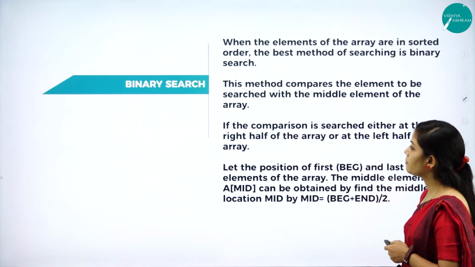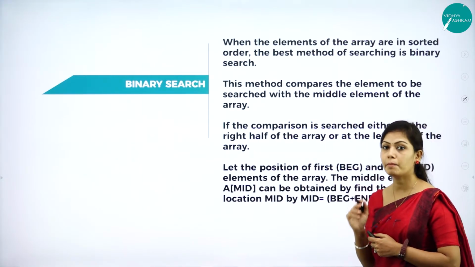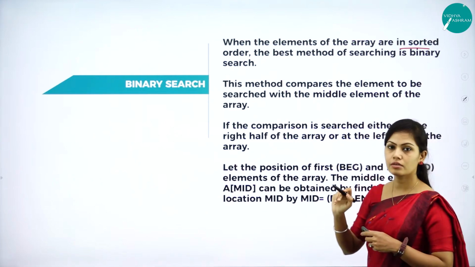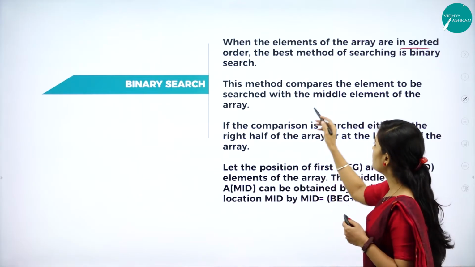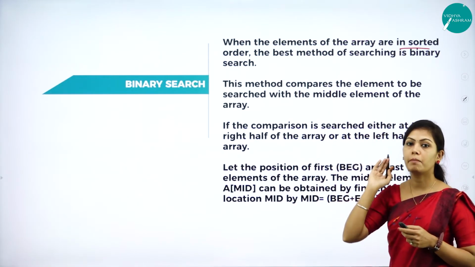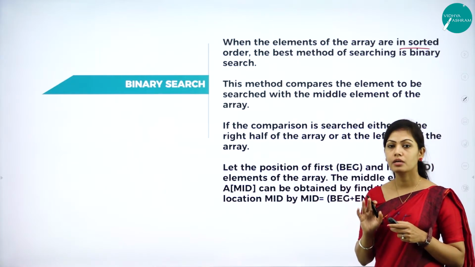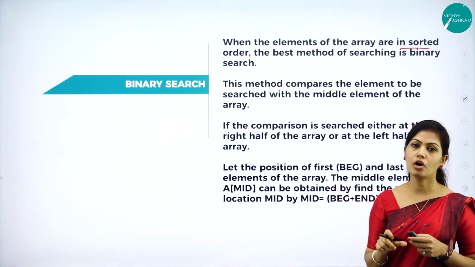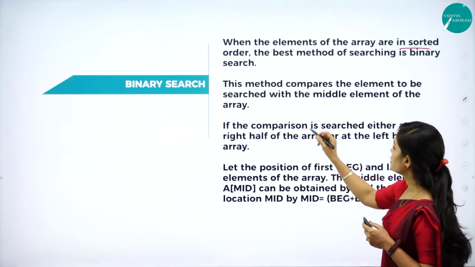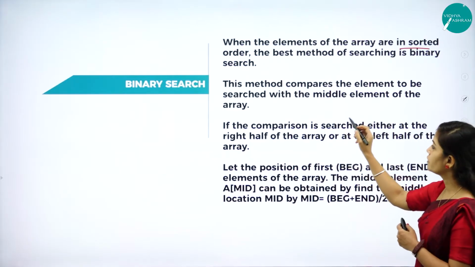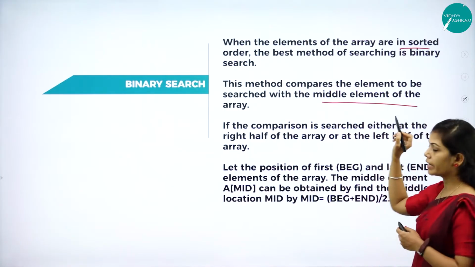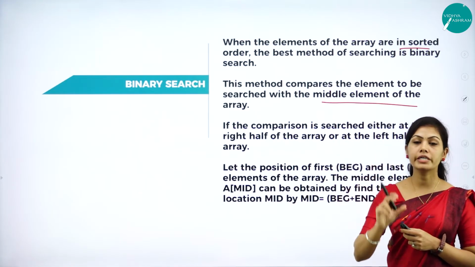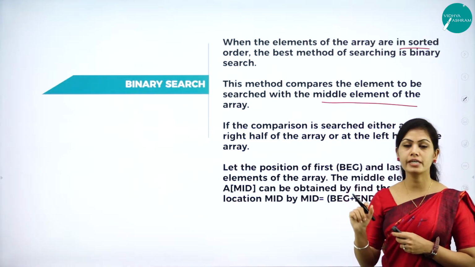Next, we'll understand binary search. So what do you mean by binary search? When the elements of the array are already in sorted order, the best method of searching is binary search. In binary search, if the elements are in sorted order, we can find the particular element. This method compares the element to be searched with the middle element of the array. Using the middle element of the array, we can search for the particular element in sorted order.